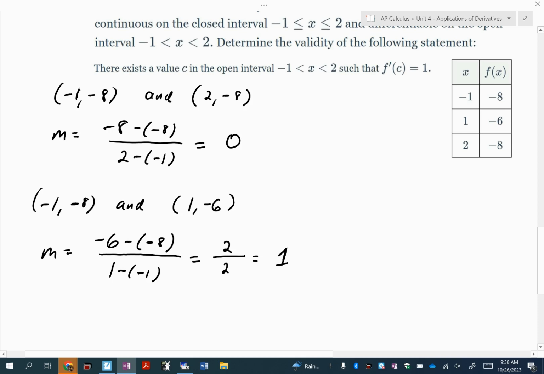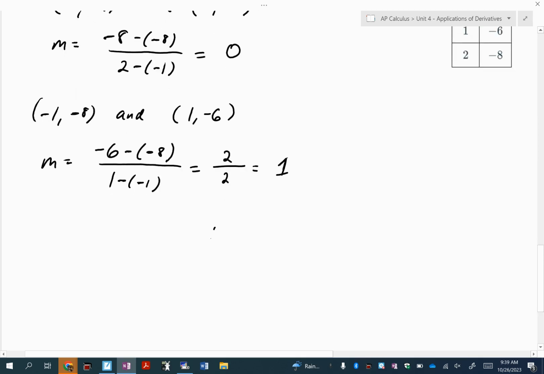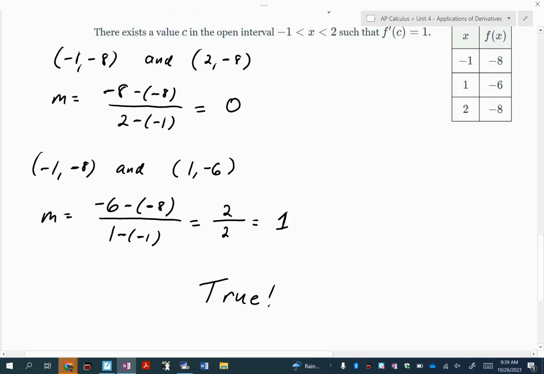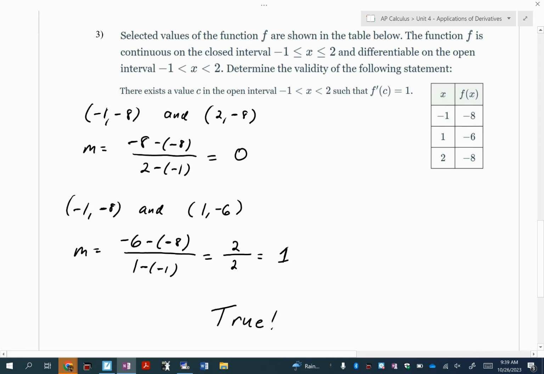So when I said determine the validity of this statement, this is going to be a true statement. There is some value between -1 and 2, because we said it's between -1 and 1, so it has to be between -1 and 2 as well, that is going to have f prime of c equal to 1. So there's going to be options that'll say this statement is true, this statement is false, this statement is true or false. This one you're choosing true. Any questions on number 3 so far?